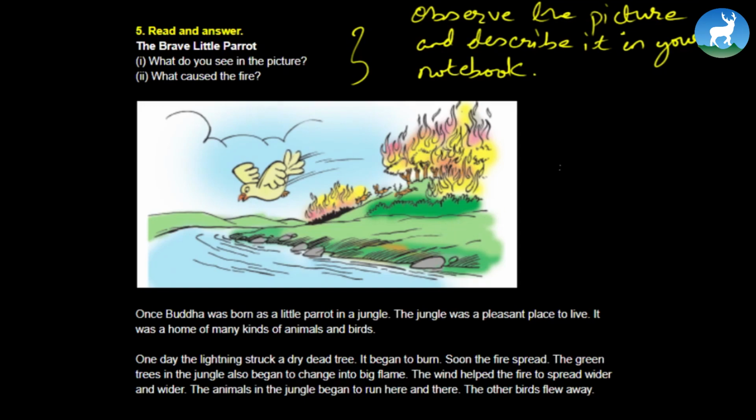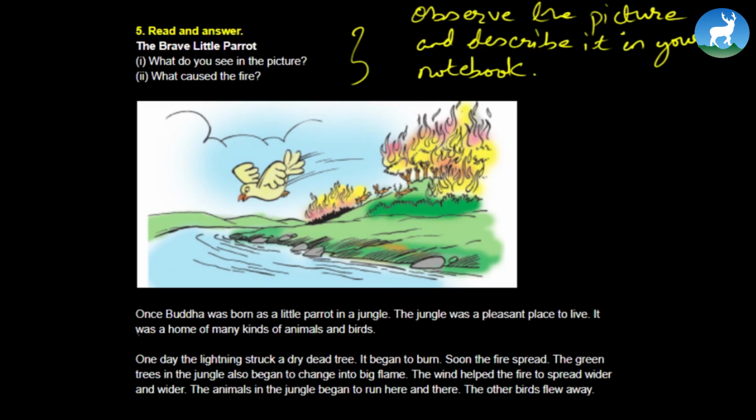Let's begin the story. Once Buddha was born as a little parrot in a jungle. The jungle was a pleasant place to live. It was a home of many kinds of animals and birds. One day the lightning struck a dry dead tree. It began to burn. Soon the fire spread. The green trees in the jungle also began to change into big flame. The wind helped the fire to spread wider and wider. The animals in the jungle began to run here and there. The other birds flew away.